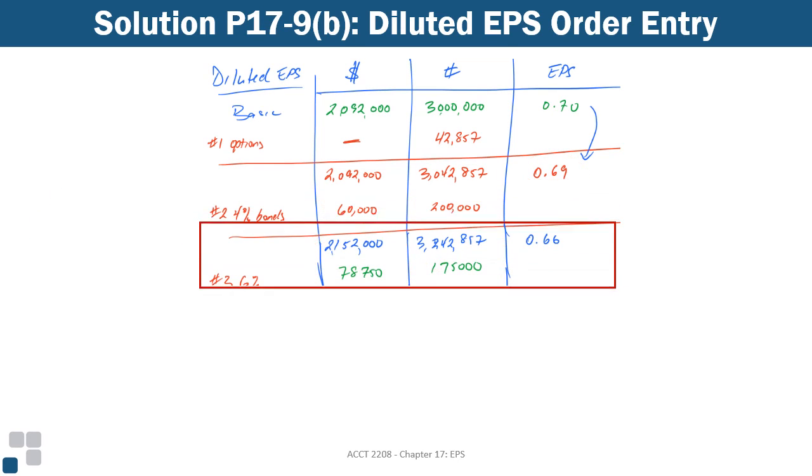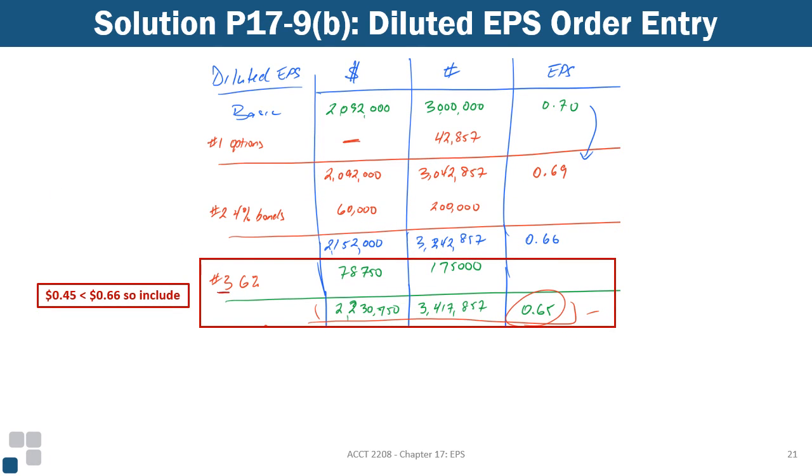The third item is the 6% bonds. Their individual impact was 45 cents, and that is less than 66 cents, which is the most recent subtotal, so now I can include these. I will add $78,750 to give a total of $2,230,750, and I will add 175,000 shares to give me 3,417,857 shares, giving me a new subtotal of 65 cents.